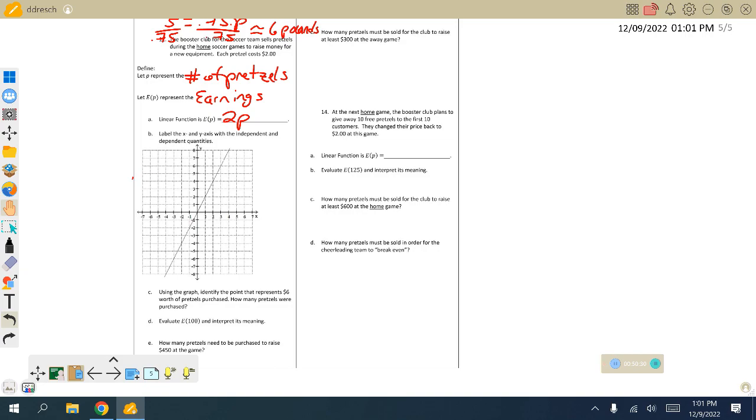That was the sweatshirt one. You sold the sweatshirts for $18. Now, right now, we're not having to lose money. Sell them at $2, that's it. Let's label our axes. This goes right back to the independent variable is the x-axis, it's the pretzels. And then this is going to our y-axis, which is our earnings.